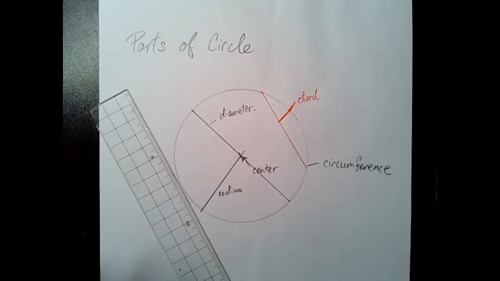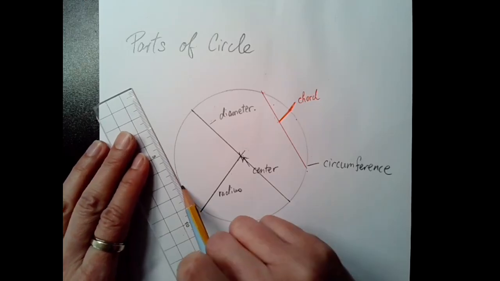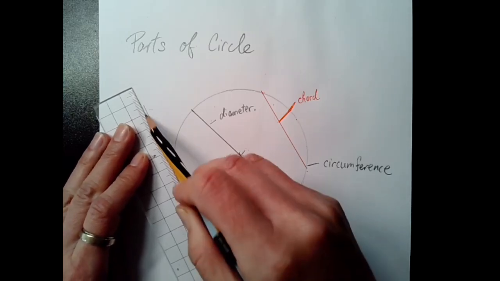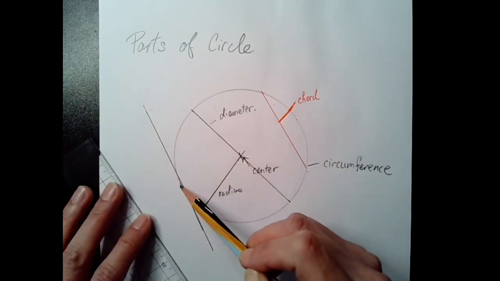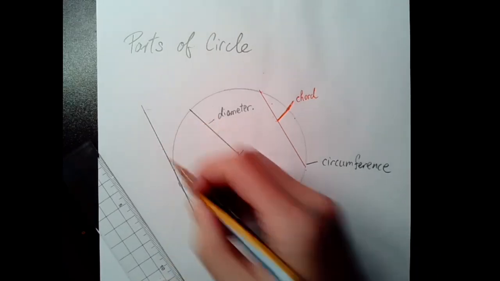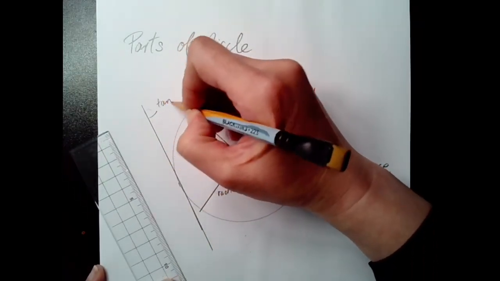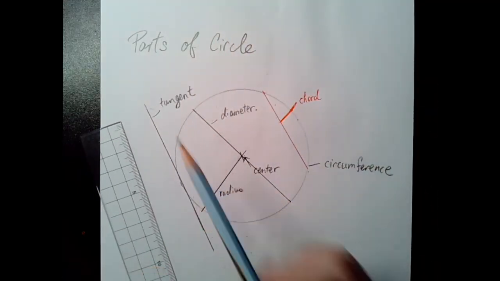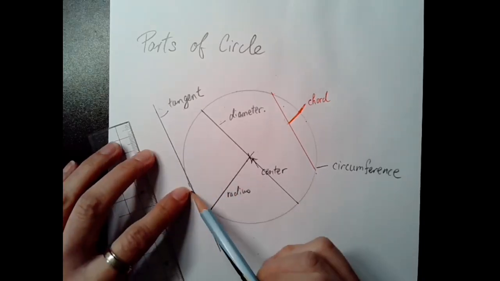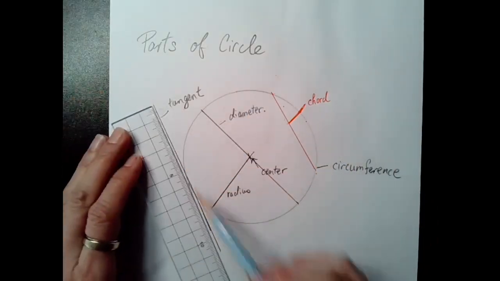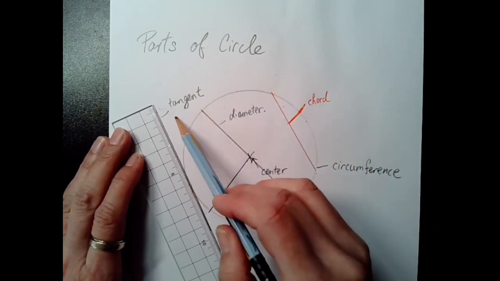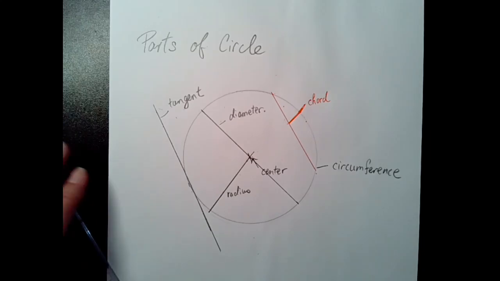And one more line, which is the line outside the circle, just touching it. It just touches the circle, doesn't go through the circle. This is a tangent. We will see this word later on meaning other things, but for now, a straight line touching the side of another object, another circle, is the tangent. So this is the tangent of those.